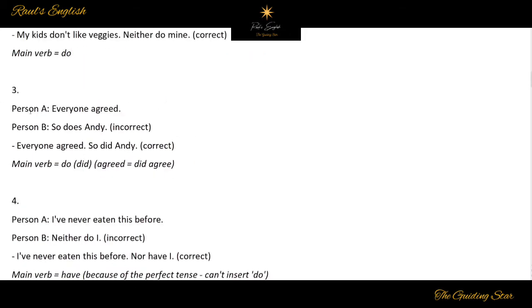Number three, person A says everyone agreed. Person B, so does Andy. No. So even though the main verb is do, the tense is incorrect. It should be so did Andy, because it is everyone agreed. That means did agree, agreed. It's past tense, so the second person has also got to be speaking in the same tense.